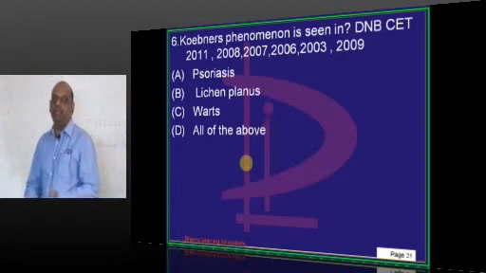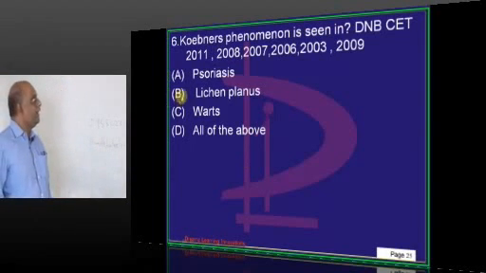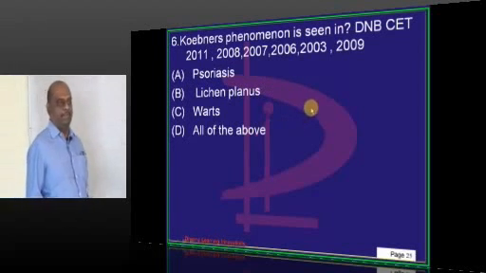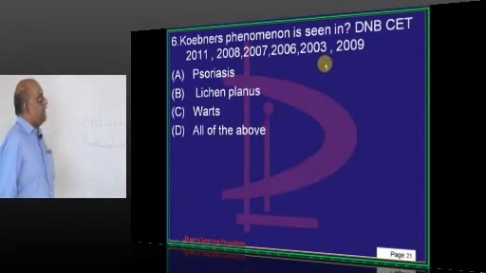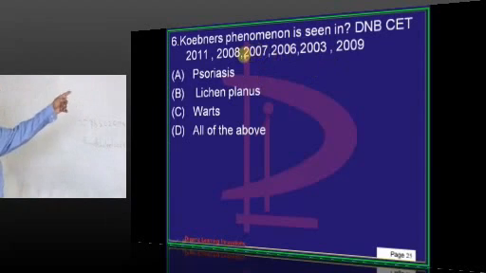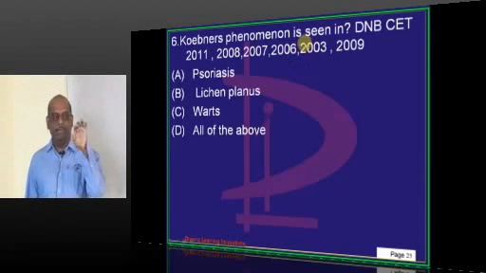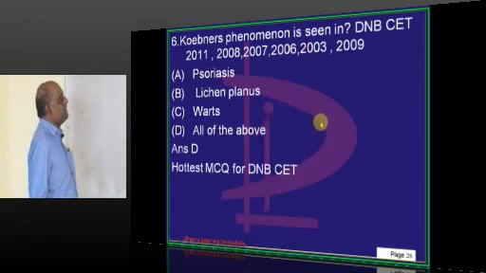Now I am going to tell you the hottest MCQ in DNB. Koebner phenomenon, not only DNB. You go to JIPMER, AIIMS, All India, any entrance exam, it is a favorite question. There is an epidemic: 2003, 6, 7, 8, 9, 11. Regularly the computer will be throwing one Koebner question from its question bank. So what are the causes of Koebner?